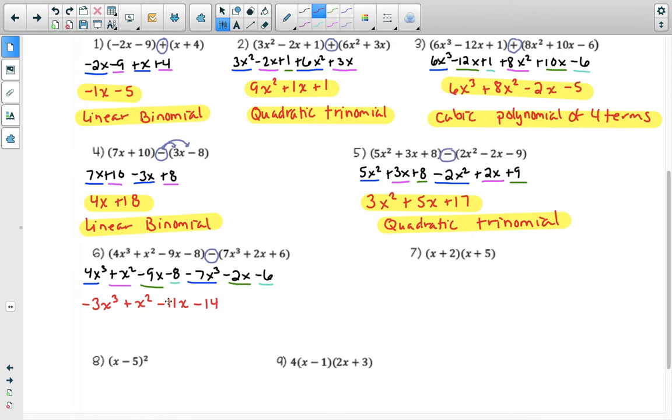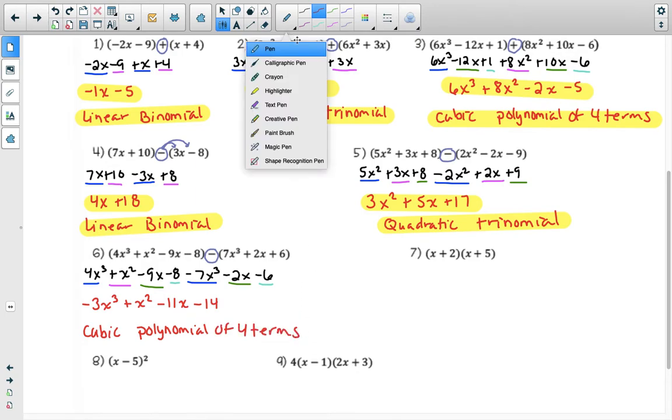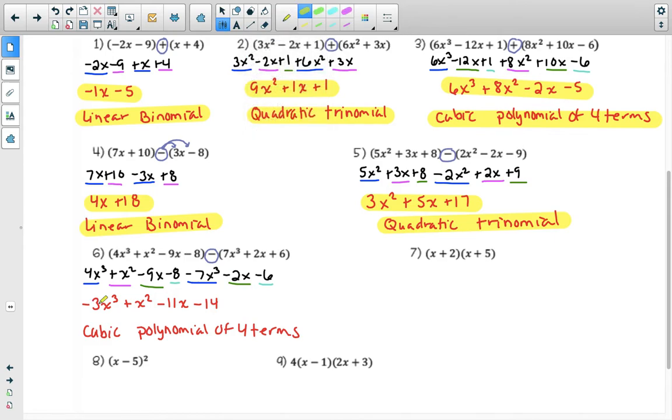So now we have the highest exponent is 3, which is called a cubic. And there are 1, 2, 3, 4 terms, so this would be called a polynomial of 4 terms. So our answer here, negative 3x cubed plus x squared minus 11x minus 14, is a cubic polynomial of 4 terms.